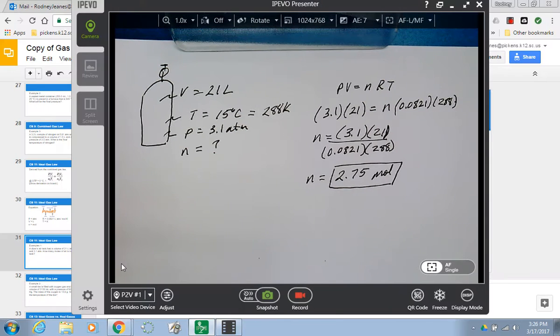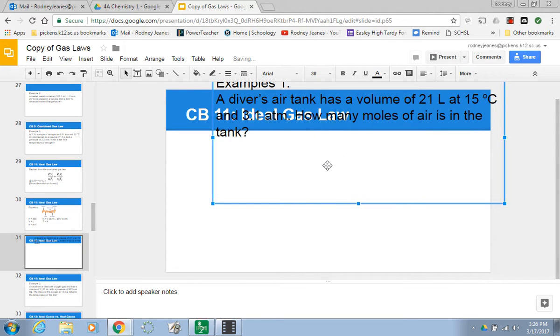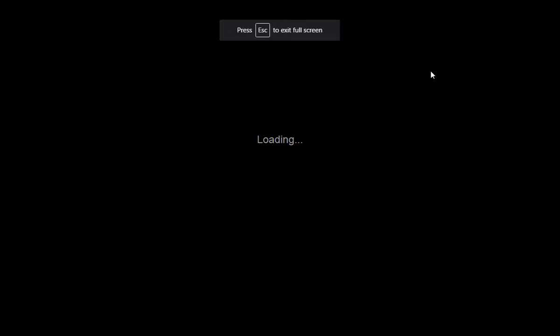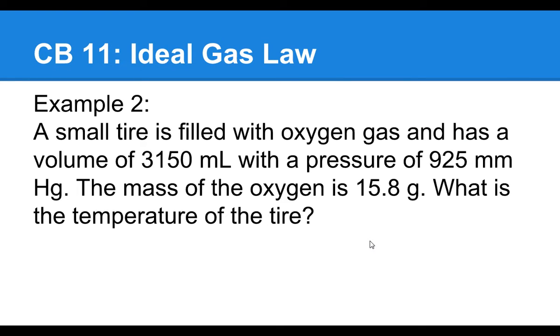All right, let's go to our next problem on our slide here. Okay, let's go to this one. Example number 2. All right, pause the video and copy this down. So it says a small tire is filled with oxygen gas and has a volume of 3,150 milliliters with a pressure of 925 millimeters of mercury. The mass of oxygen is 15.8 grams. What is the temperature of the tire?